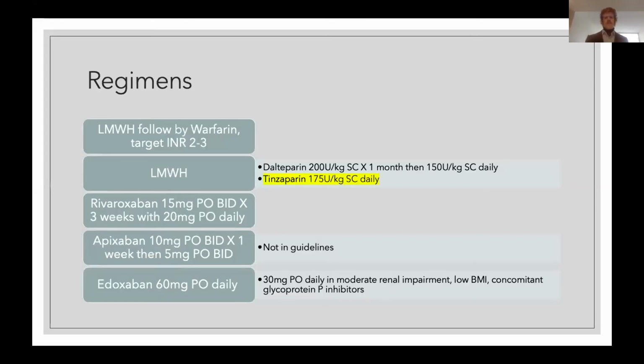And these are the regimens. It's tinzaparin 175 units subcu daily, which is what these patients are going to be prescribed, or what we should be prescribing in the ED, obviously in the absence of any history of heparin-induced thrombocytopenia or anything like that.